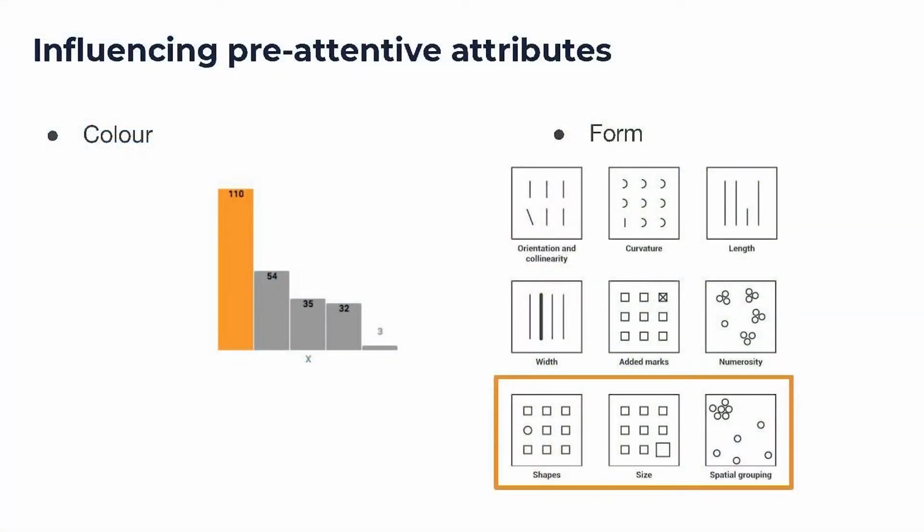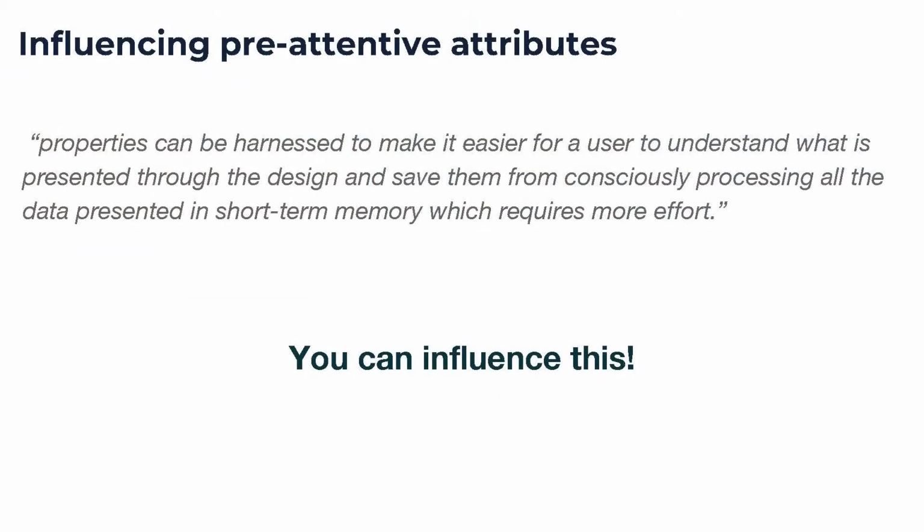So the main point here is that when we think about pre-attentive processing and this subconscious process that goes on, we can work with pre-attentive attributes, things like color, shape, size, spatial grouping, and use them to our advantage to make it as easy as possible for the end user to understand what they're looking at. So a summary is that these properties can be harnessed to make it easier for a user to understand what's presented through the design, and save them from consciously processing all the data presented in short-term memory, which requires a lot more effort. Ultimately, if someone feels like it's a really big effort to understand what you want to communicate, then they're less likely to engage with that dashboard or data visualization going forwards.